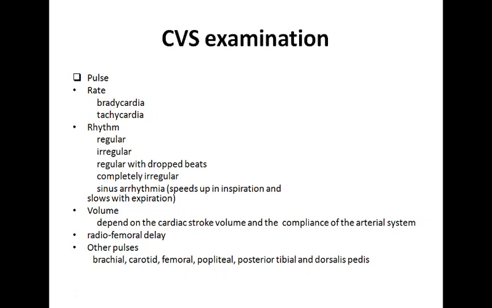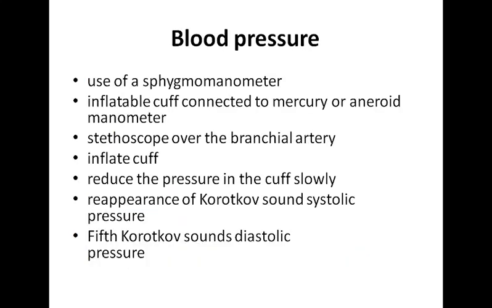Rate: whether it's a bradycardia or tachycardia. Normal heart rate is 60 to 100 beats per minute. If it is less than 60 beats per minute, it's a bradycardia. If it is more than 100 beats per minute, it's a tachycardia. Rhythm is also very important. Check whether the patient has a regular rhythm, an irregular rhythm, or a regular rhythm with some missed beats. Likewise, you have to assess the rhythm. Volume is important. Some disease conditions you can diagnose by just palpating the volume. If it's a low volume, whether it's a slow rising pulse, you have to assess the volume. If it's a high volume, then you have to think whether it's a hyperdynamic circulation.